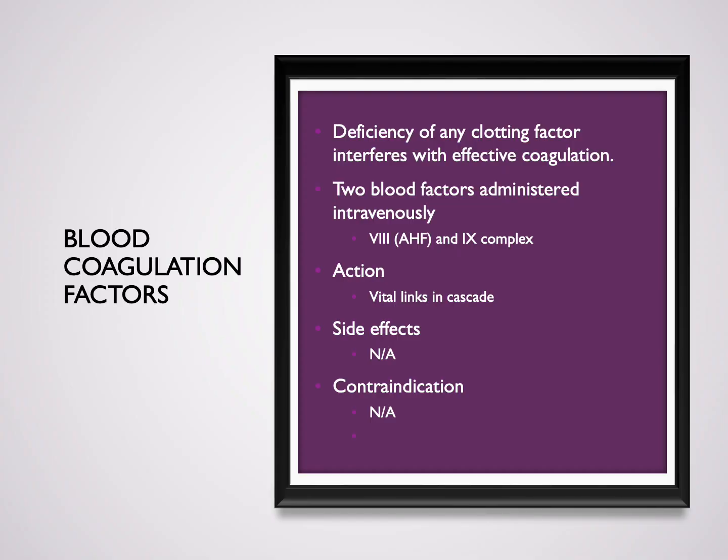Moving on to the third and final systemic coagulant, which is blood coagulation factors. Remember all those factors we talked about, 2 and 10 and 8 and 5 and all those fun things? 2 factors that are shown here that are vital to the cascade are 8 and 9. And they are going to be administered intravenously in the medical setting.